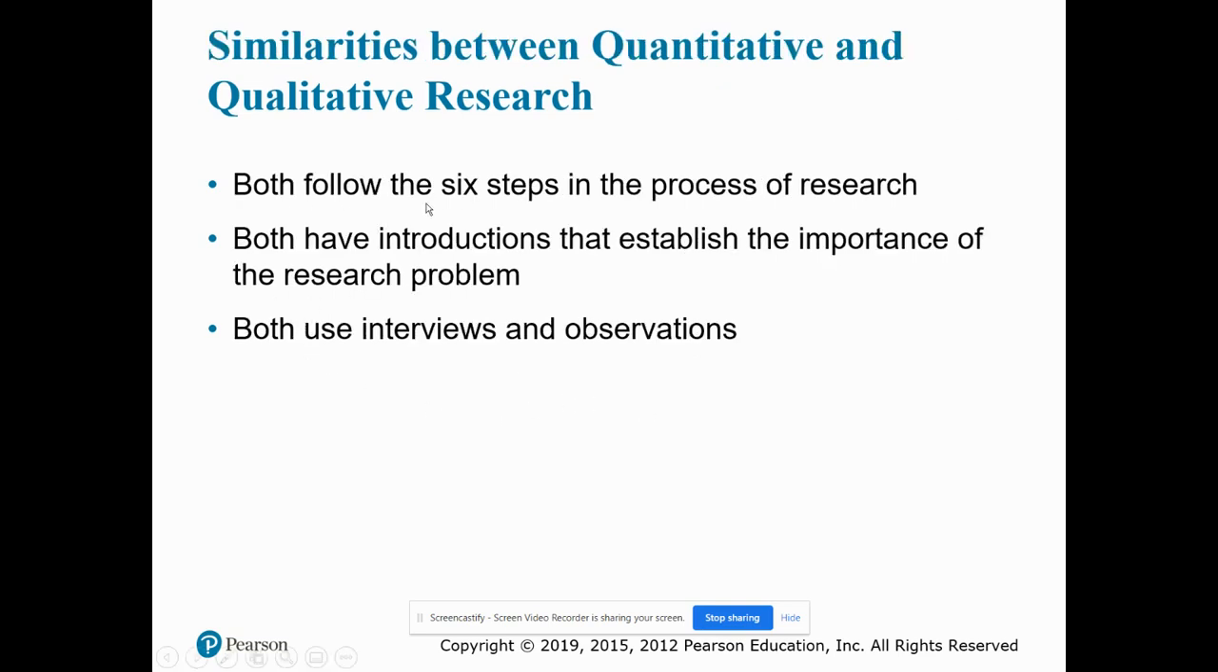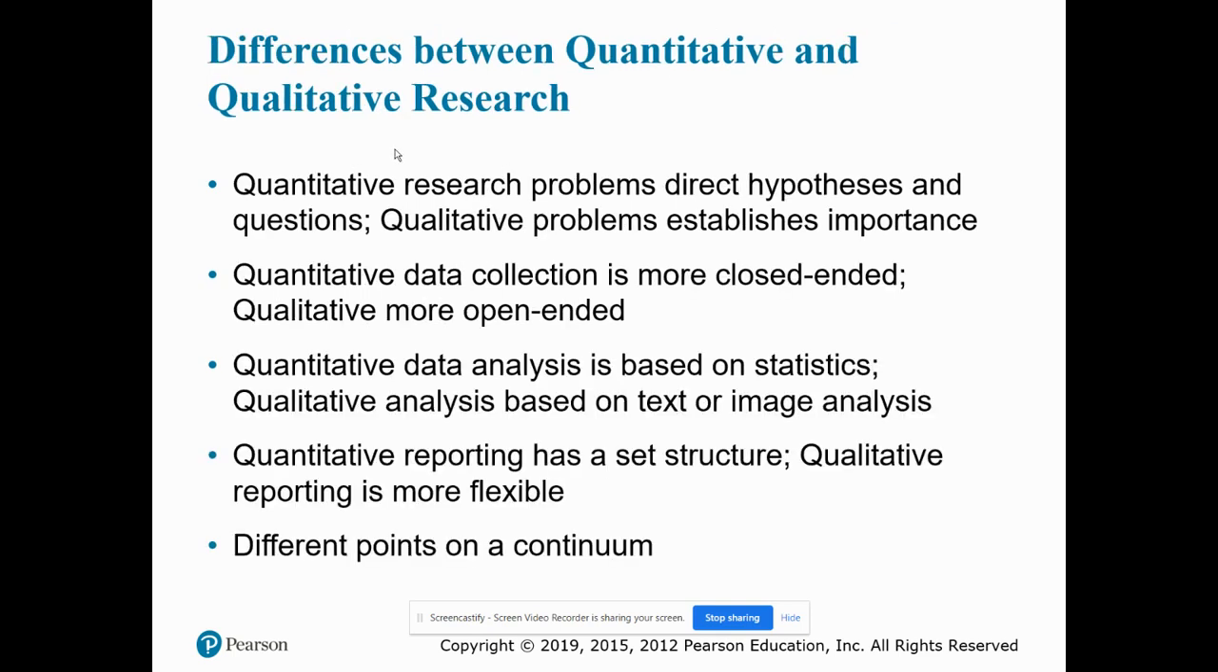Okay, so similar characteristics between qualitative and quantitative. They both have that 6-step process that we talked about. And they both have introductions that will establish the importance of the research problem. And they both can use interviews and observations. Differences. Quantitative is more of a direct hypothesis and questions, while qualitative is more open-ended.